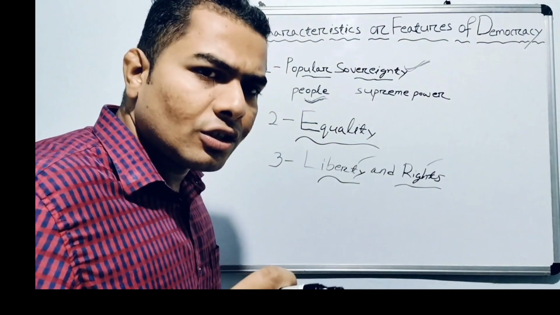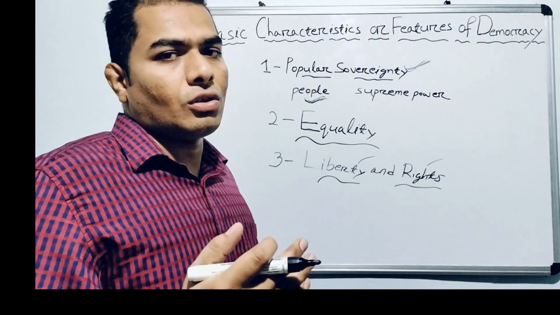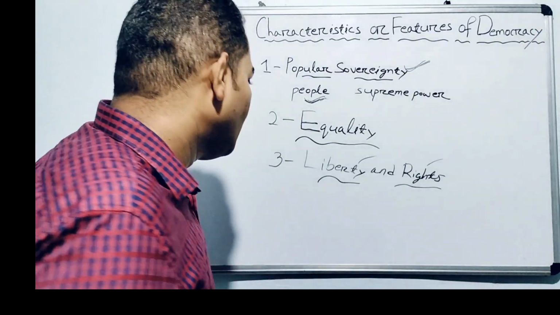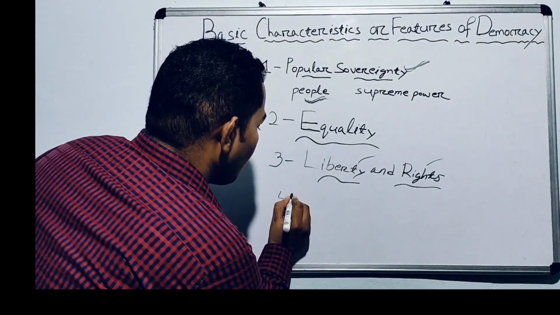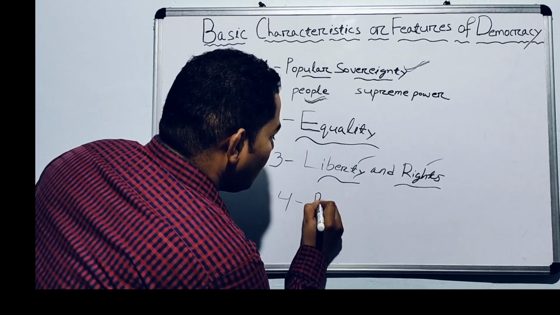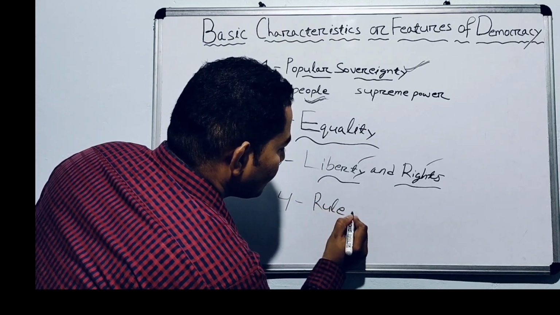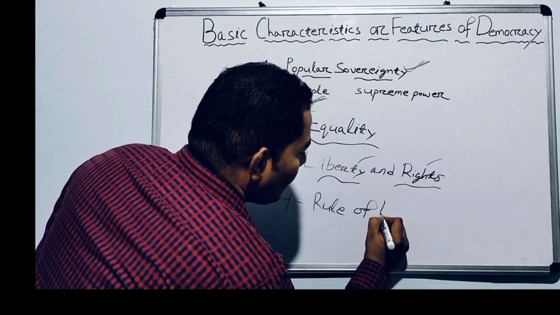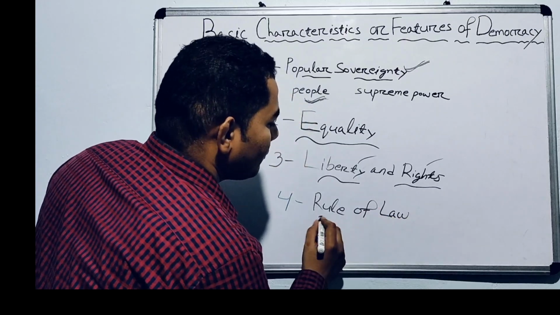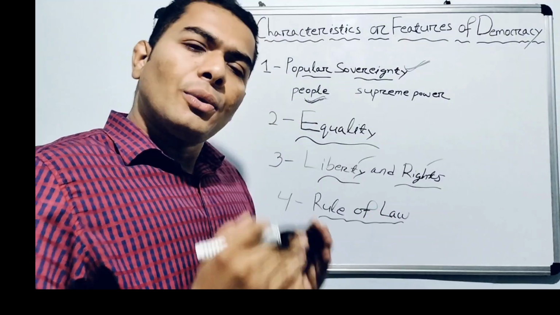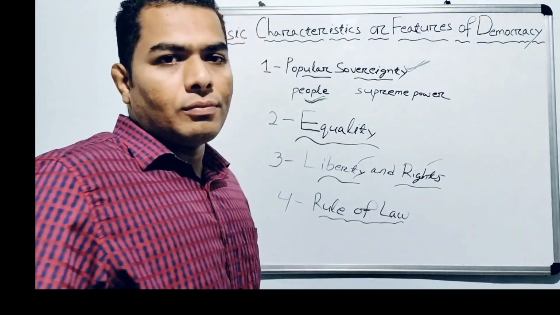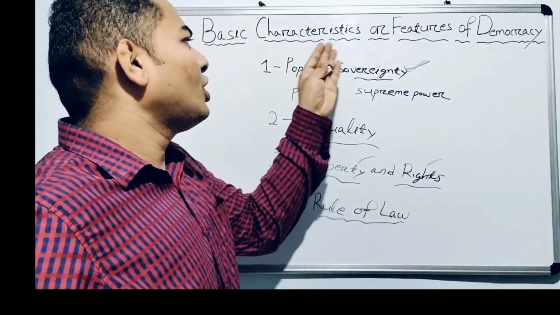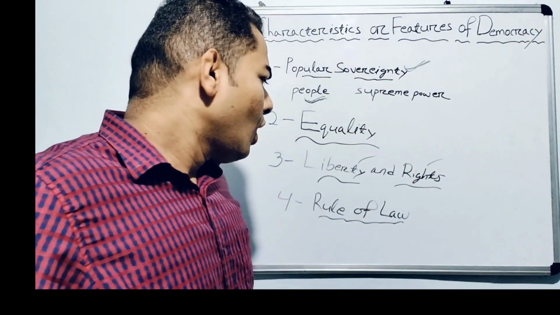Now we'll discuss the next basic features or characteristics of democracy. Okay, the next feature is rule of law. So now we'll discuss rule of law. It is also another basic characteristic or feature of democracy. What is the rule of law?